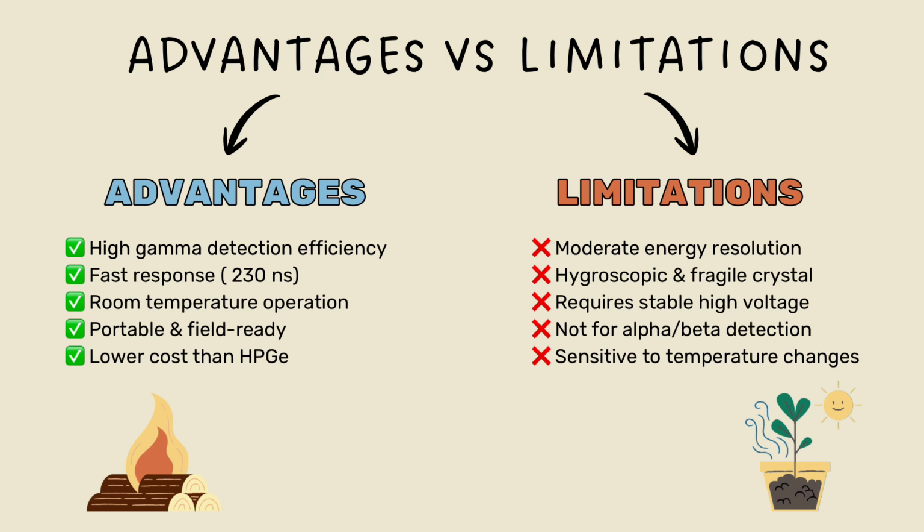To summarize, I put side by side the advantage and also the limitation. Advantages include high gamma detection efficiency, fast response time, room temperature operation, portability, and lower cost compared to HPGe detector. While for the limitation, it includes moderate energy resolution, fragile and hygroscopic crystal, high voltage requirement, and also the temperature sensitivity.